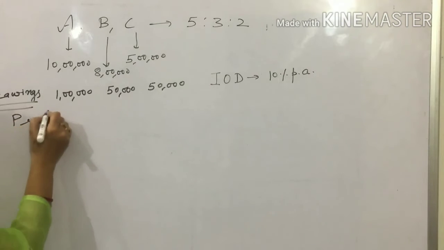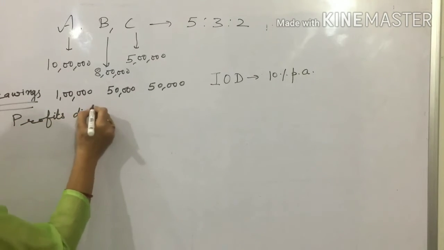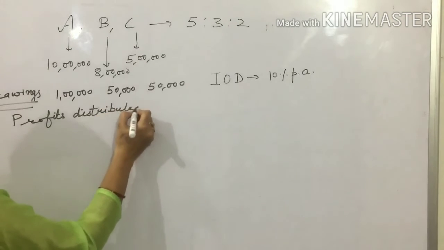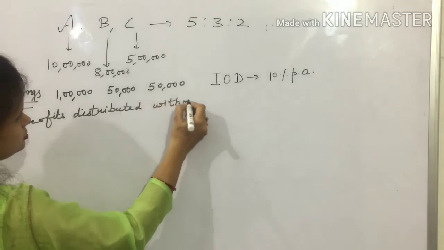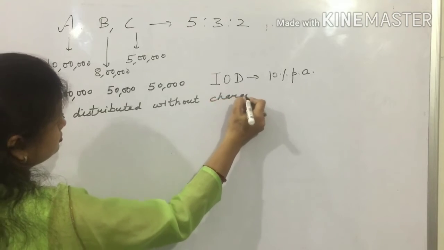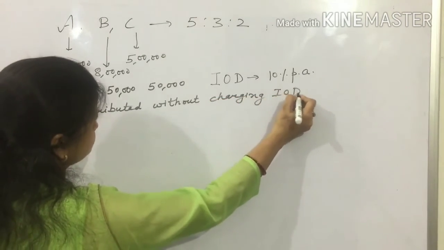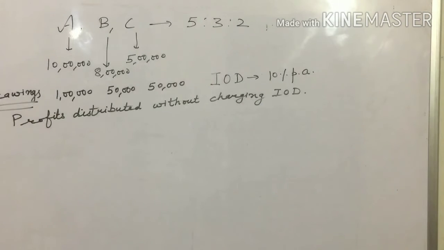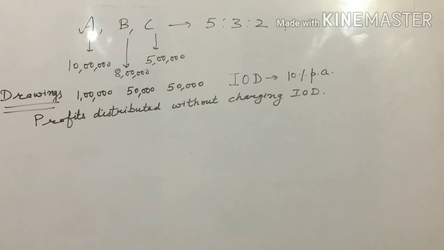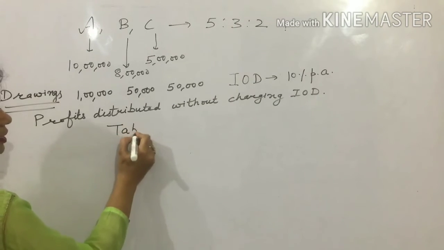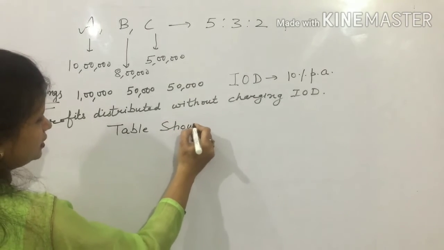Profits distributed without charging interest on drawings. Interest on drawings. That means we need to debit partners with interest on drawings. But we forget to charge interest on drawings from the partners. Then first we will prepare our table showing adjustment.